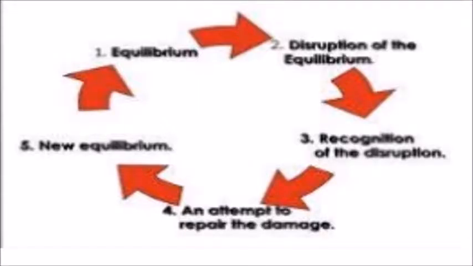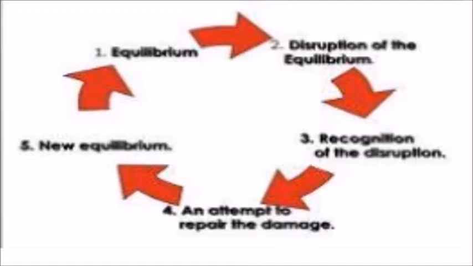Another thing that we have also got from it is the story cycle. This is a picture on the internet of the typical story cycle for a psychological thriller, and it starts off with an equilibrium, a disruption of the equilibrium, a recognition of that disruption, an attempt to repair the damage, and a new equilibrium, and then it starts all over again.